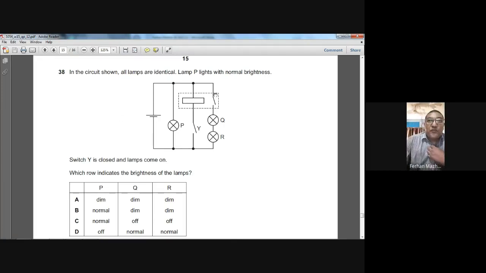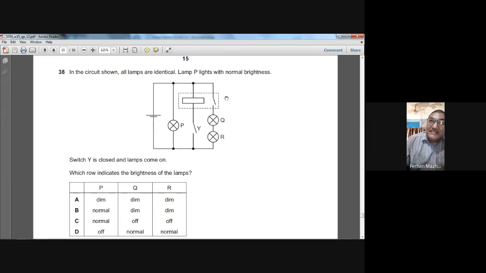So here we have a single lamp which is getting the voltage equal to the voltage of the battery. But here we have two lamps. They combinedly get the voltage of the battery, but individually they will be getting half of the EMF. The voltage drop across Q will be half of the EMF, and the voltage drop across R will also be half of the EMF. So P is getting full voltage equal to EMF, but Q and R are individually getting half.